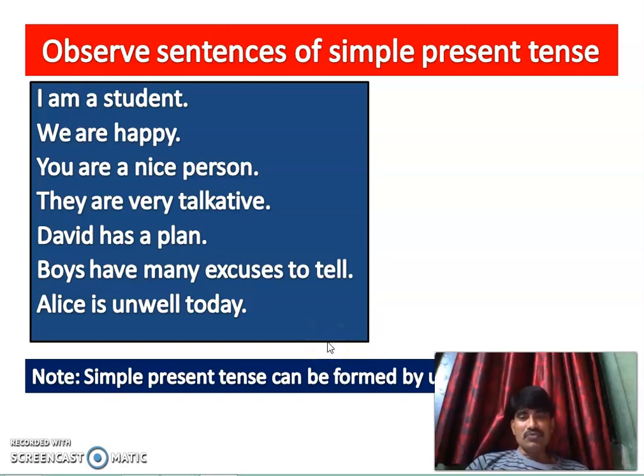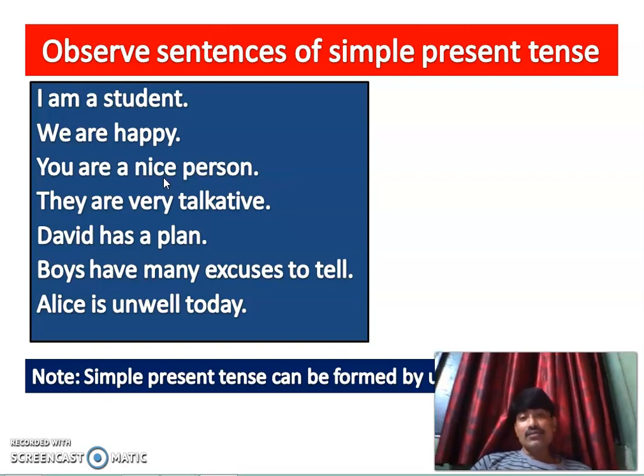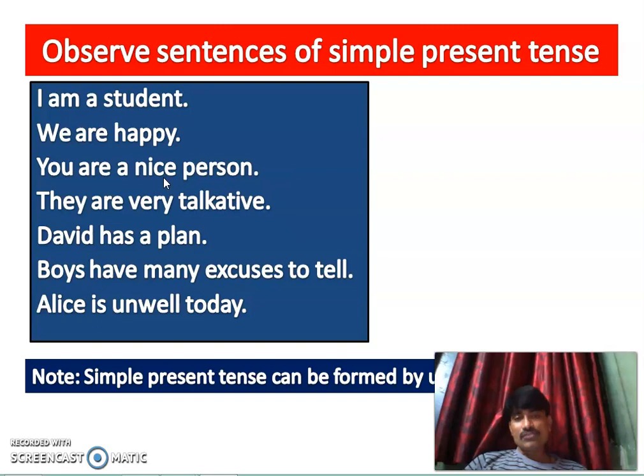Yes, in the previous video we discussed simple present tense. I asked you to pay attention to and observe its structure. Whenever am, is, are, have, has appear, these auxiliaries perform as the main verb and are used to construct sentences of simple present tense. How the sentences look, I have already given you.